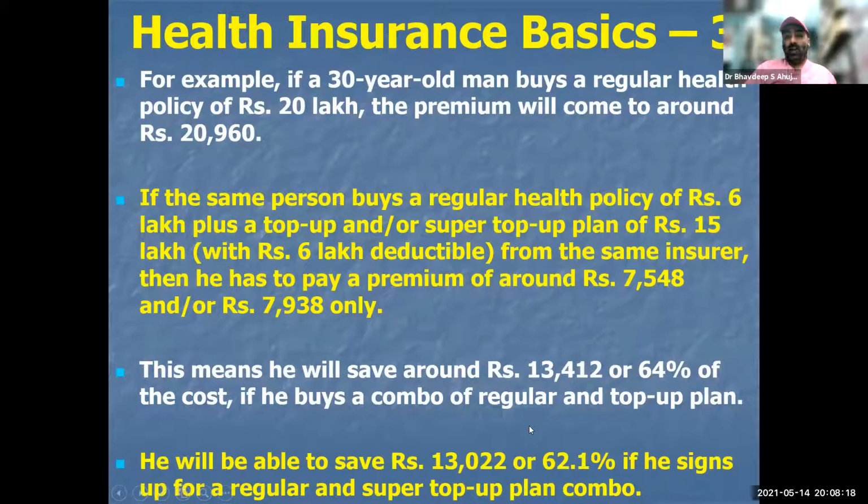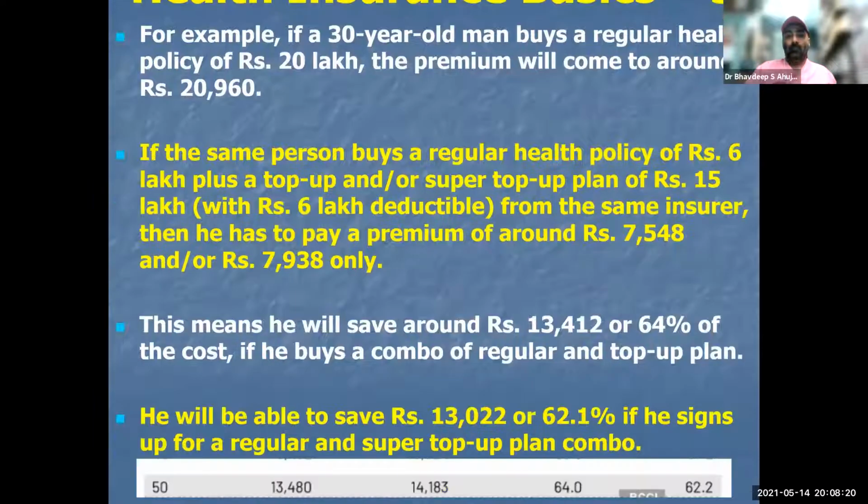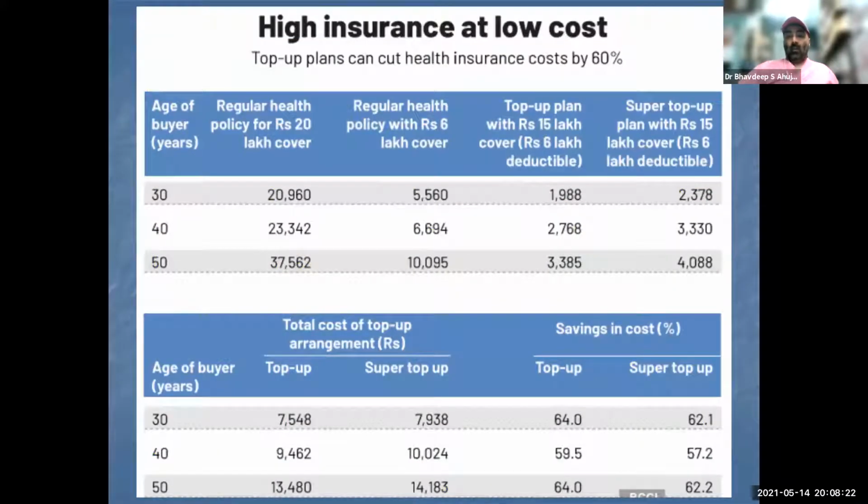Let's see the same slide in tabulated form. See, top-up plans can cut your health insurance cost by 60%. So regular policy with 6 lakhs cover, less than 1%, 5560. Then top-up plan separately with 6 lakh deductible, 1988. Super top-up with 15 lakh cover, 2378.